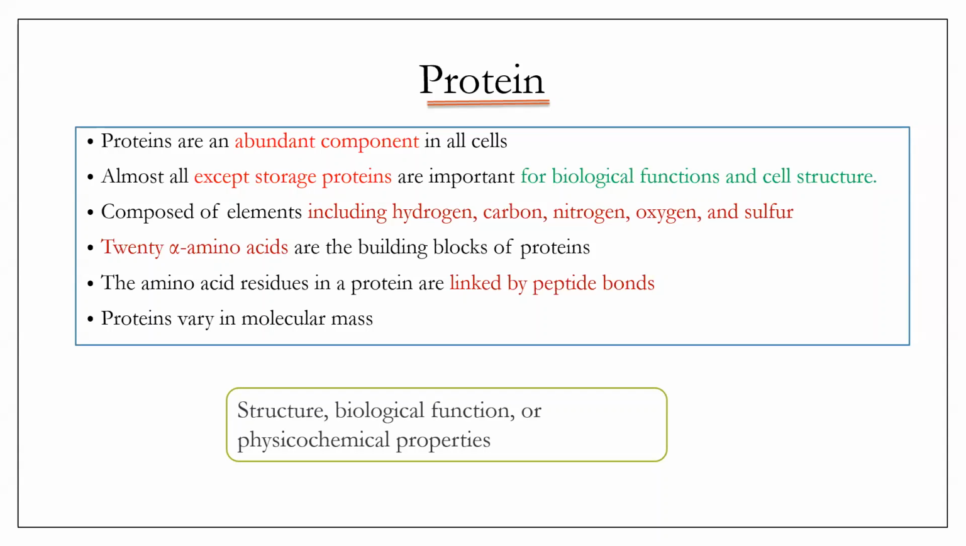Similarly, the different biological functions which a protein possesses are because of its amino acid sequence. Apart from that, there are certain physicochemical properties associated with different proteins that are also related to amino acids. The three important aspects we have to note from this slide are that we have to focus on the elements, the amino acids, and the peptide bonds.